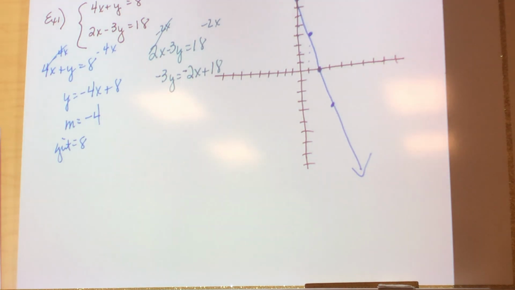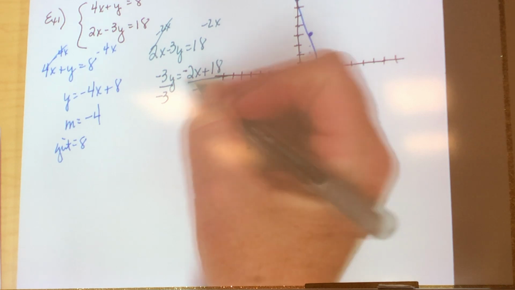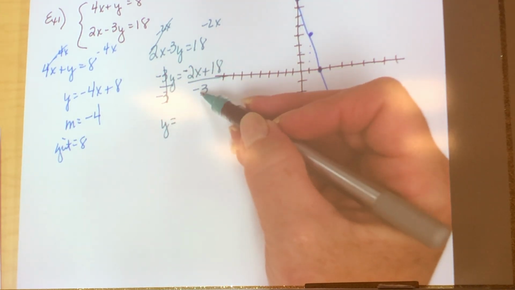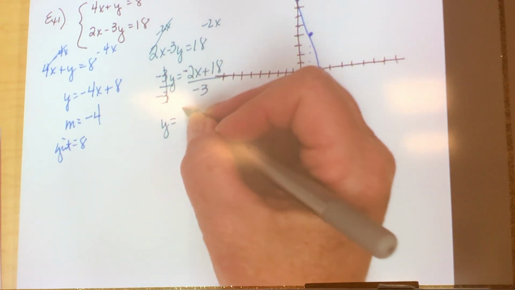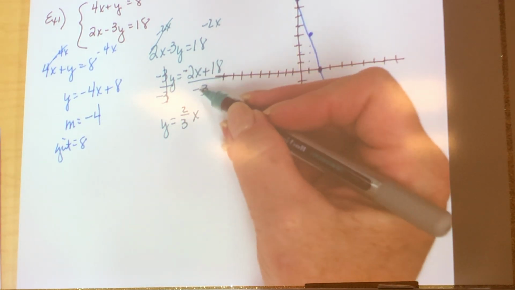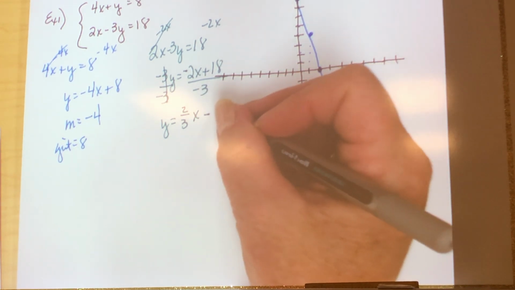And now what do I do? Divide by negative 3. Who gets divided by negative 3? Everybody, because we have to be fair, right? So we're going to divide this side by negative 3 and this side by negative 3. So y is equal to, what's a negative divided by negative? Positive. And that's 2/3, right? X. What is a positive divided by negative? Negative. And 18 divided by 3 is 6.